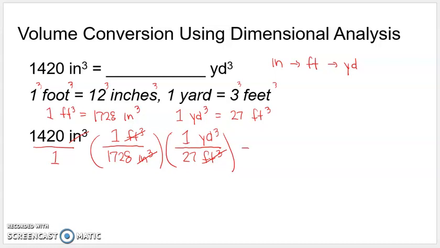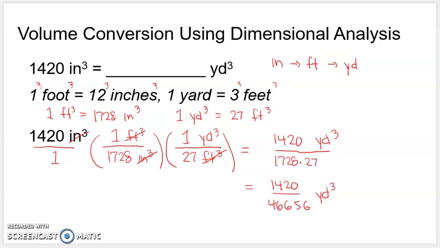So what am I left with? I'm left with 1,420 times 1 times 1, just multiplying the fractions, which is 1,420. Yard cubed is my only unit that's left, over 1 times 1,728 times 27, and 1,728 times 27 is 46,656. So this is going to equal 1,420 divided by 46,656 yards cubed.